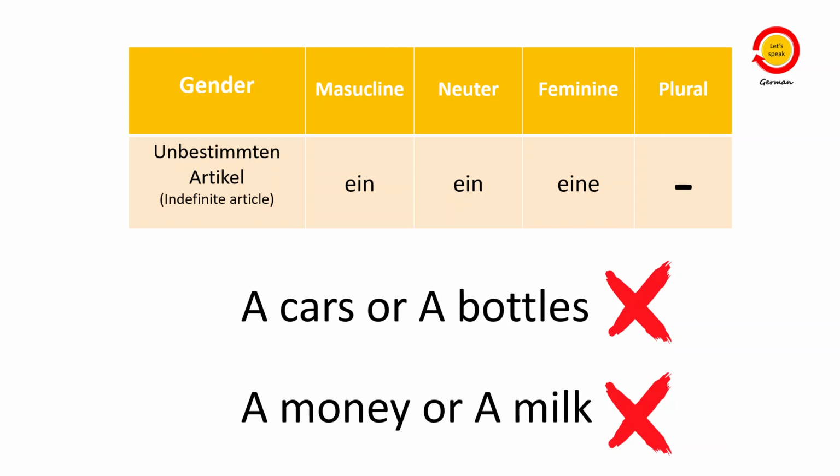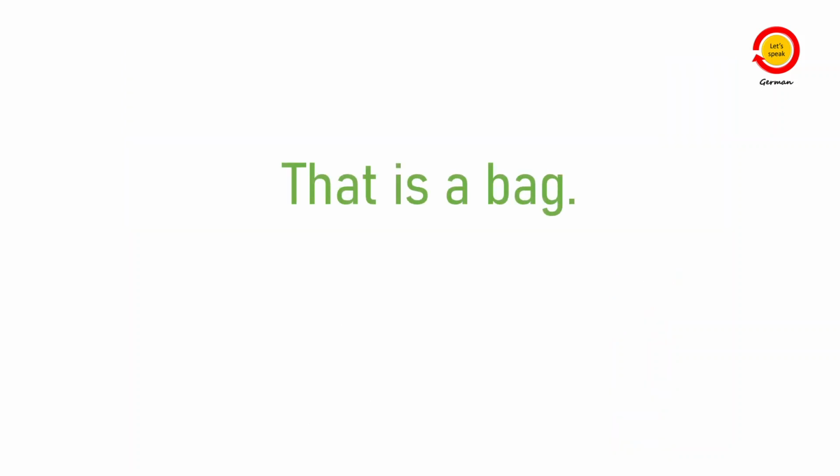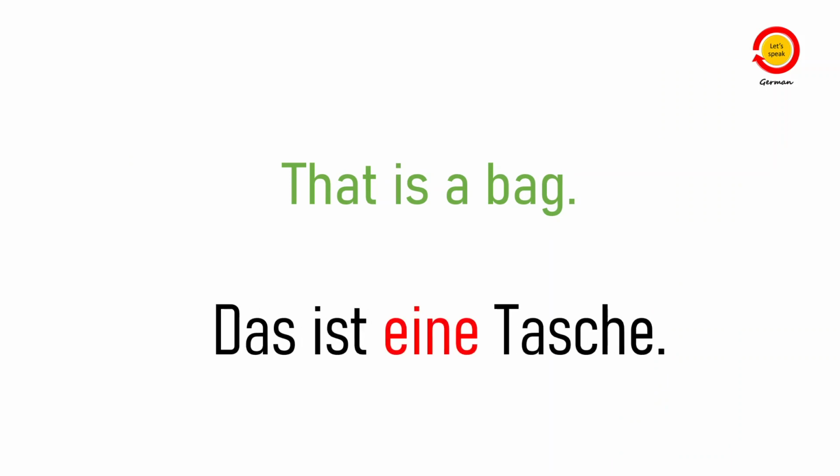By now, you might have understood how to use the nominative table. We shall directly hop into the examples. Could you try forming the sentence, that is a bag? Das ist eine Tasche. Tasche is feminine, so the corresponding article from the table is eine.